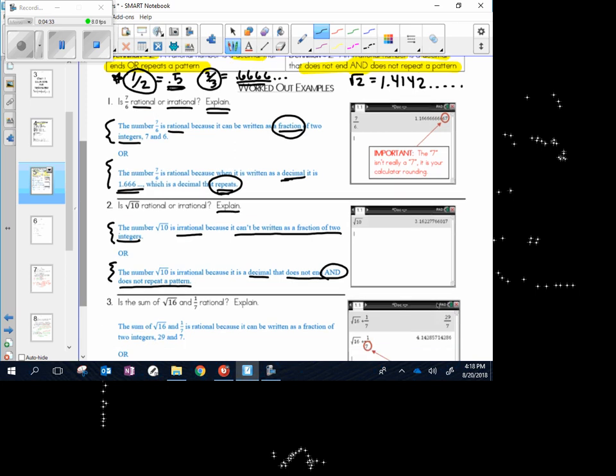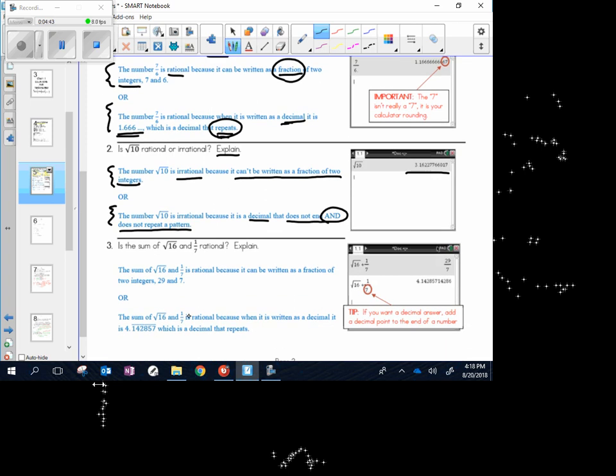Remember, underline things as I'm going through these notes, and it will make more sense to you in the future. These are screenshots of my calculator over here, so you can see what you get if you type them in. Is the sum, okay, sum, that means add, so I'm adding radical 16, square root of 16, with 1/7. Is it rational? Explain. Well, I think it's rational because it can be written as a fraction. On my calculator, I got 29 over 7.